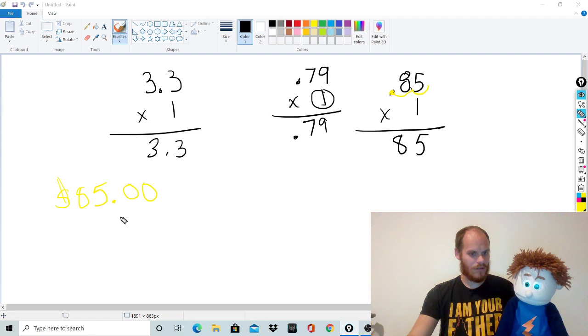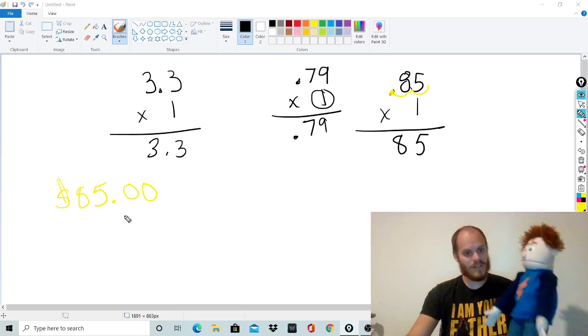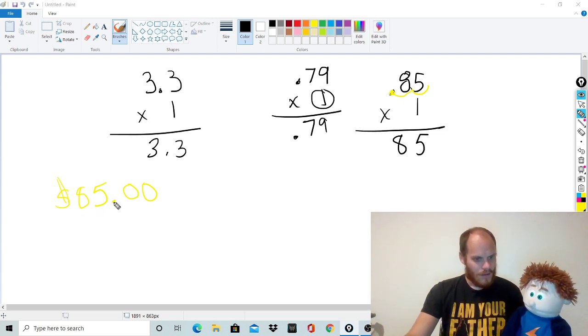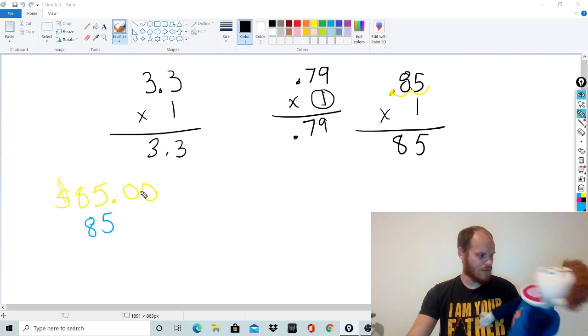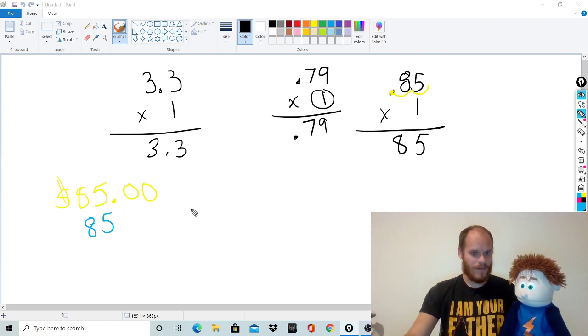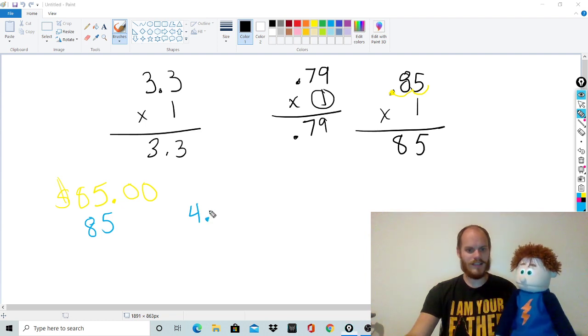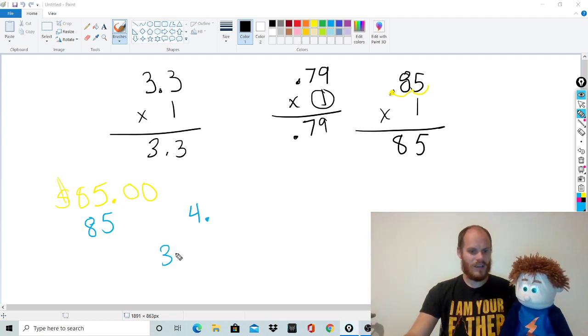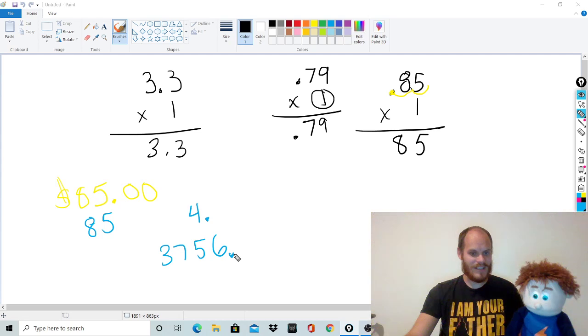Notice, where's the decimal? Right after the 5, or the ones place? Yeah, the ones place, exactly. So it's right here. Now, keep in mind, even if I had 85 by itself, are these different? No, they're the same. Exactly. So if I had a number like 4, where's the decimal go? Oh, to the right. Exactly. If I had a number like 3,756, all the way to the right after the ones place. Exactly. Okay, so that's where that decimal is.